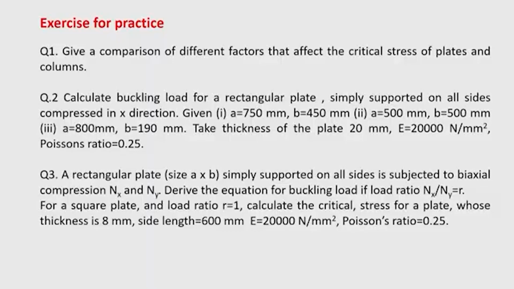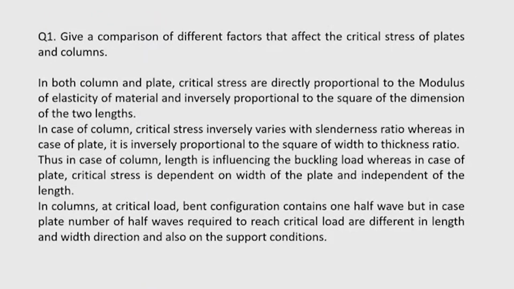Thickness of the plate is 8 mm, side length is 600 mm, and E is 2 into 10 to the power 5 Newton per mm square. Poisson ratio is taken as 0.25. Okay. Now, let us see the comparison that I have given in the first case.